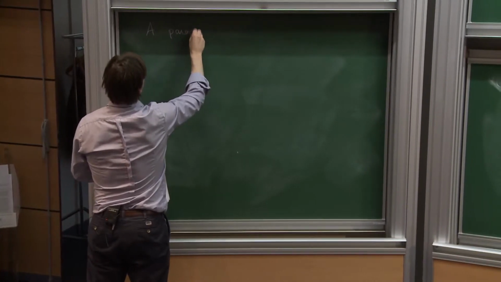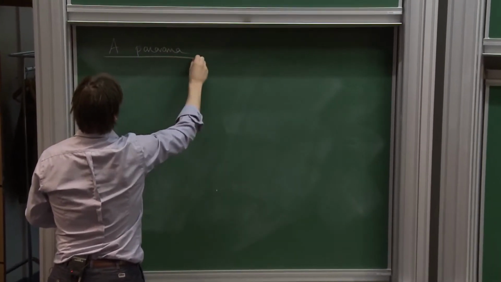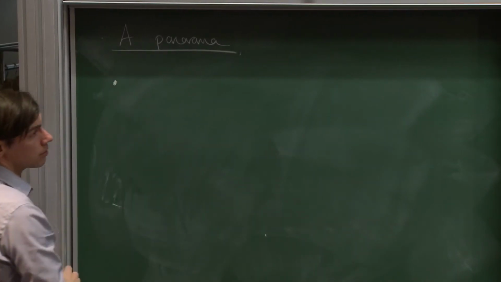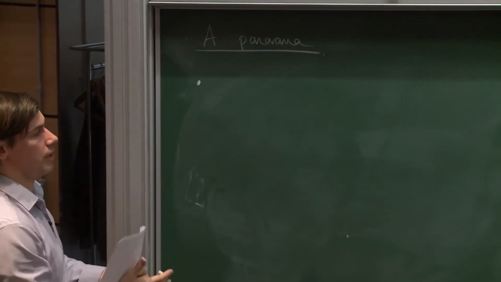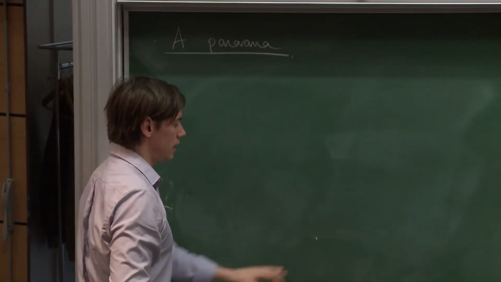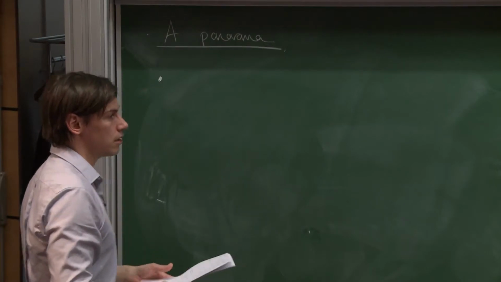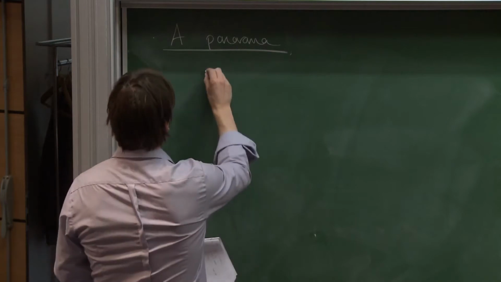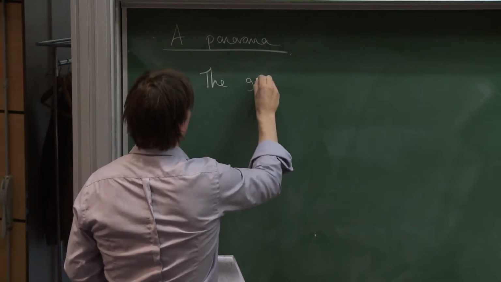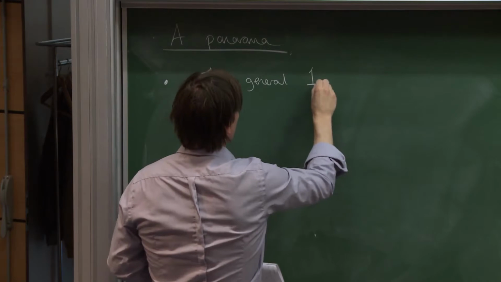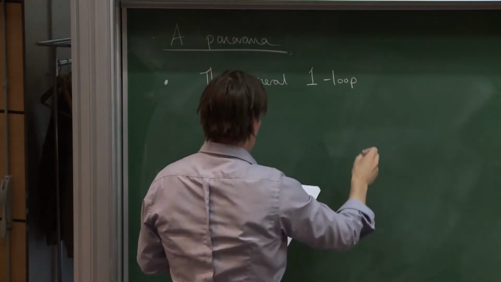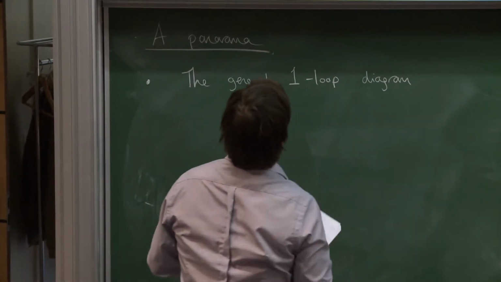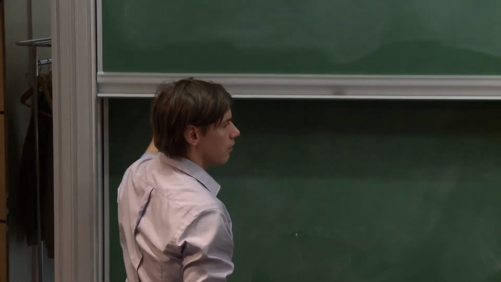So a panorama. Okay, so what do we know about Feynman integrals? Of course, it's impossible for me to give a completely exhaustive list, but let me try to give a picture of the landscape. So the first remark is that the general one loop diagram. Oh, sorry. Let me make a remark.